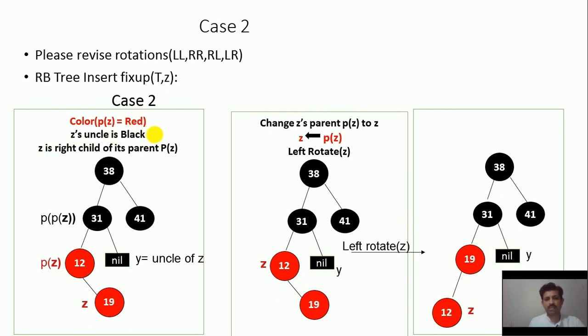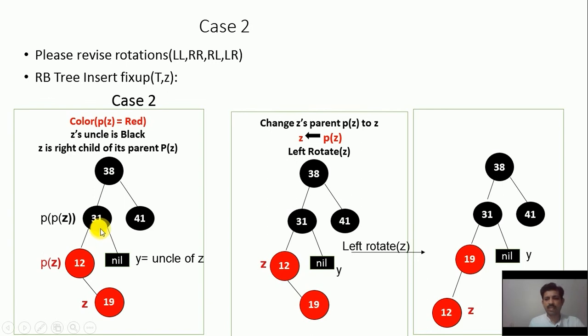In case 2, we have to look if G is the right child of its parent P of G. In this case you can see that this is an unbalanced tree. 19 is a newly inserted key, and this is known as the G node. Then P of G, the color of P of G is red, and the uncle of G is black.